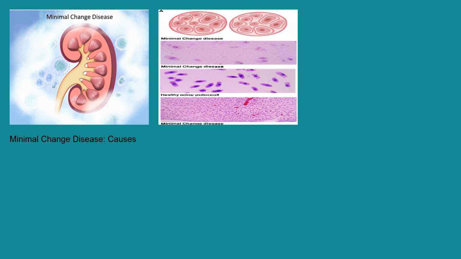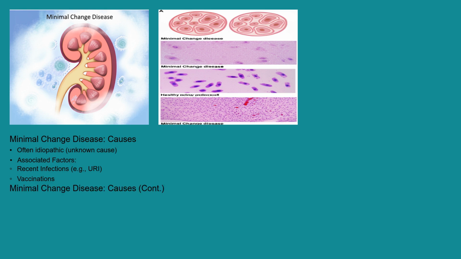So let's get started! Minimal change disease, as the name suggests, doesn't always have a definitive, easily identifiable cause. In most cases, it's considered idiopathic, meaning we don't know the exact trigger. However, several factors have been associated with its development. These include recent infections, such as upper respiratory infections, certain vaccinations, non-steroidal anti-inflammatory drugs or NSAIDs, and even Hodgkin's lymphoma in rare instances. Some researchers believe that MCD might be triggered by an immune system response to these factors, but the precise mechanism is still under investigation.